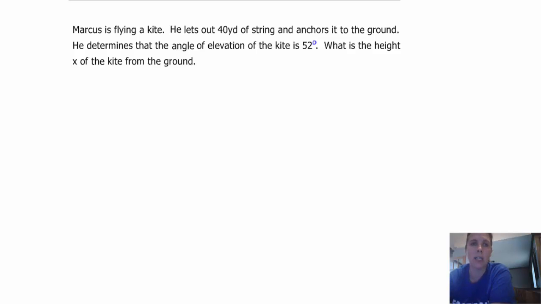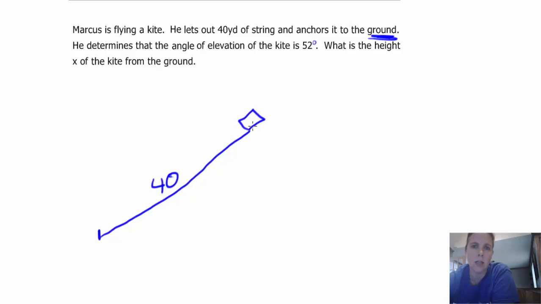Marcus is flying a kite. He lets out 40 yards of string and anchors it to the ground. So right now we're dealing with the ground. We have a little stake here and it's let out 40 yards of kite, so this is the 40. Here's our kite that's being flown. This is why I'm a math teacher, I can't draw. It's anchored to the ground, so he's not holding it anymore. He determines that the angle of elevation of the kite is 52.